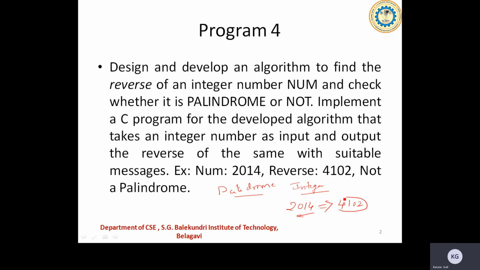If after taking the reverse of the given integer, the given integer is equivalent to the reversed number, then we'll say it's a palindrome. If both are not equal, that is the integer given and the reverse number are not equal, then we say it's not a palindrome. So this is the basis behind that. How do we do this? It's again a very simple concept.